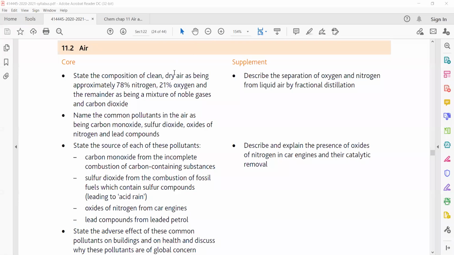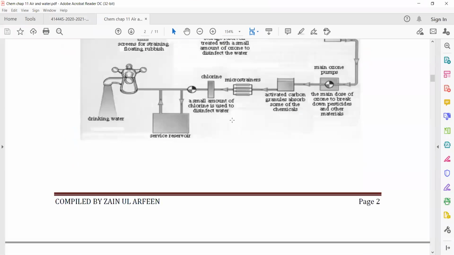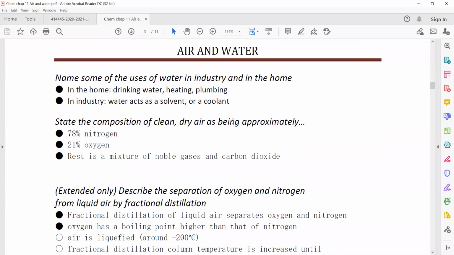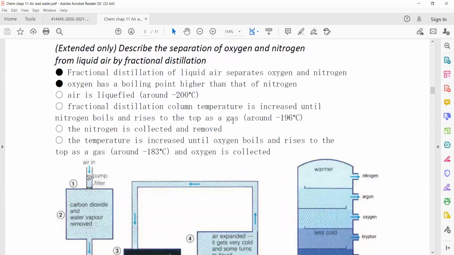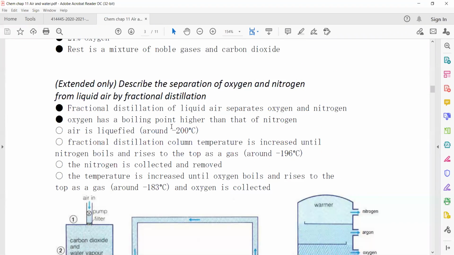Then air. State the composition of dry air as being 78% nitrogen, 21% oxygen, and the remainder is a mixture of noble gases and carbon dioxide, and describe the separation of oxygen and nitrogen by fractional distillation. So how do we separate these fractions? The technique we use is fractional distillation. Fractional distillation of liquid air is used to separate oxygen and nitrogen from each other. Oxygen has a boiling point higher than nitrogen.